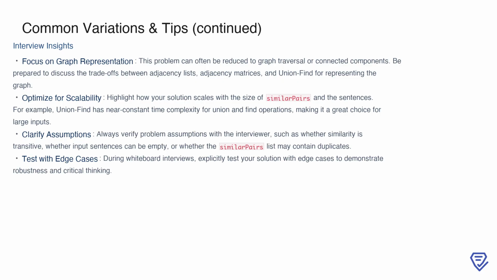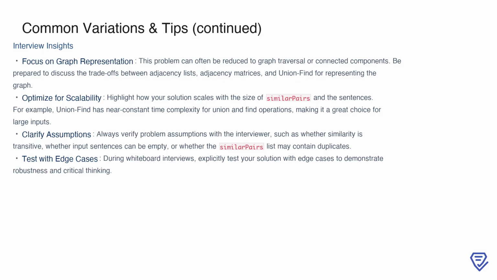Next, optimize your solution for scalability. Highlight how your approach handles large datasets, such as when the number of similarity pairs or the sentence length grows significantly. Union find is particularly powerful here, with near constant time operations for union and find, making it an excellent choice for large inputs.